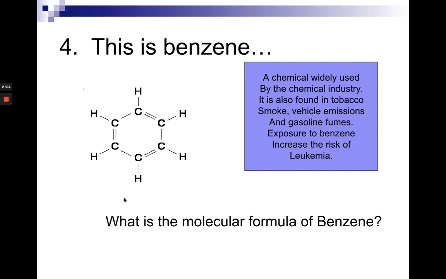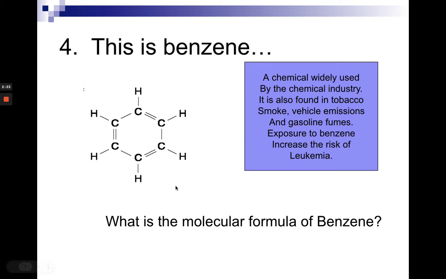Here's another example. This is a molecule called benzene. It looks like this right here. Benzene is a chemical widely used by the chemical industry. It is also found in tobacco smoke, vehicle emissions, and gasoline fumes. Exposure to benzene increases the risk of leukemia.